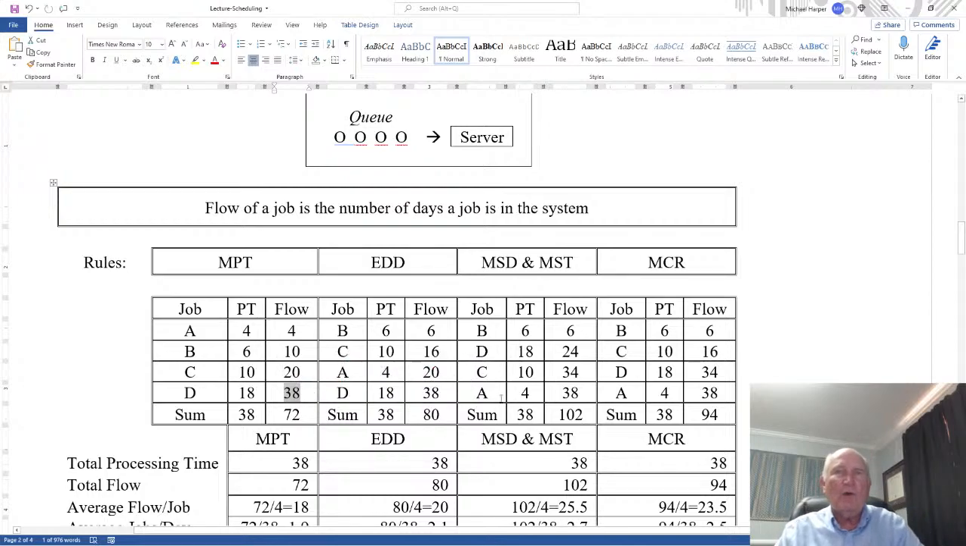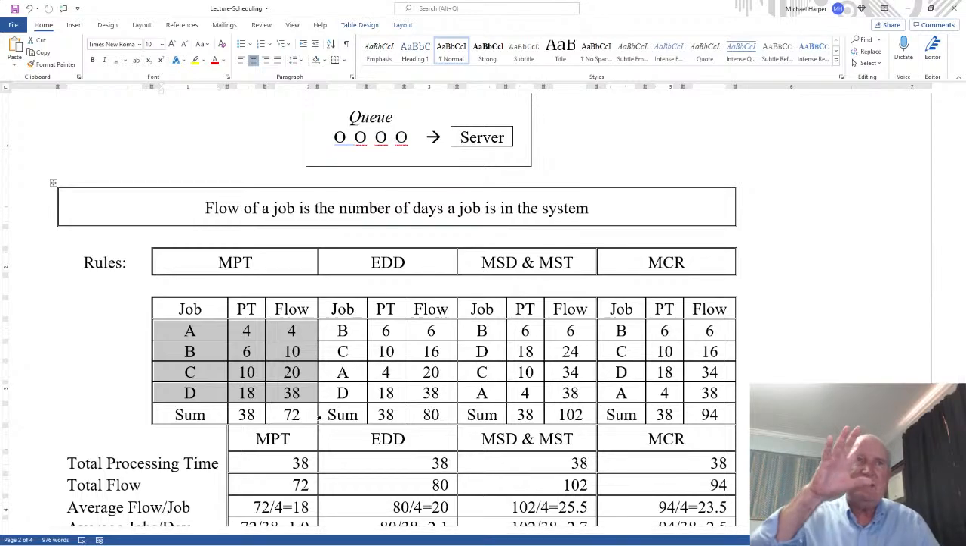So the flow of the last job in a schedule is the total processing time. So the total processing time of this schedule is 38 days. Another word for total processing time quite often is the makespan. The total processing time of a project, or the makespan of a project, is 38 days. In other words, if I add all these up, I get 38. But these are the flow. The flow of the last job in a schedule is the same as the total processing time.